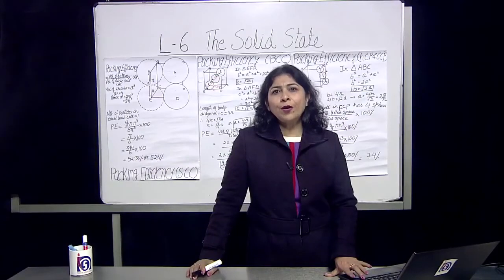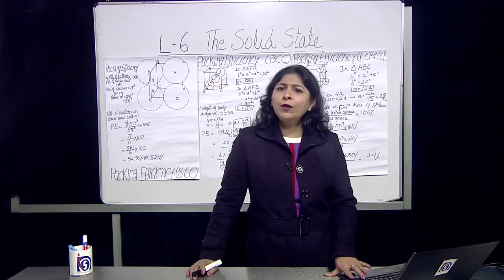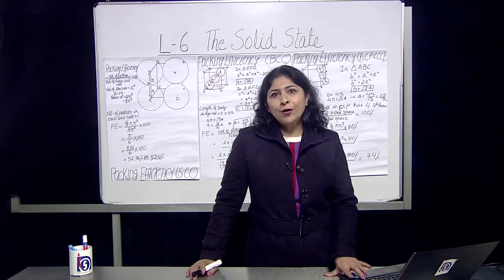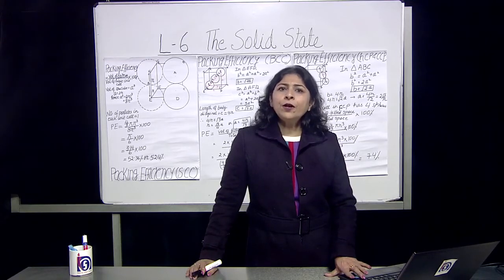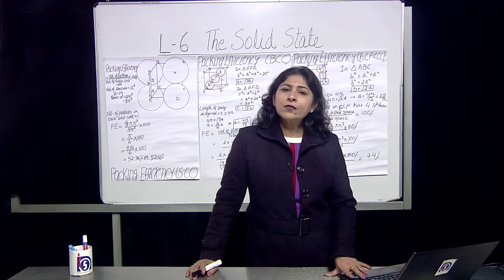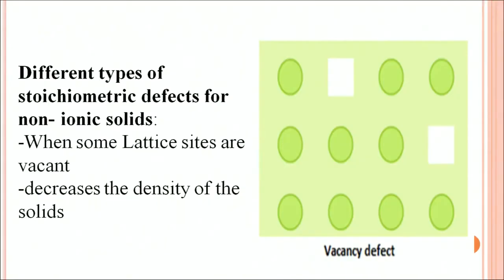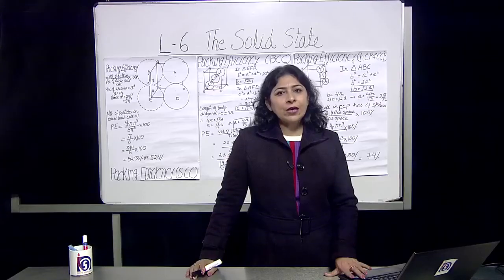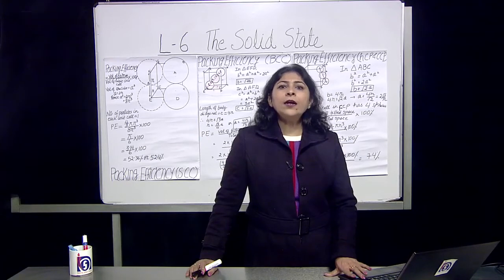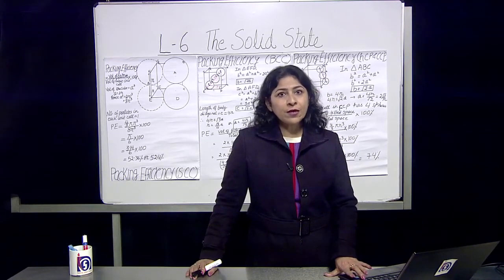So, this is the impurity, but the point defect. At only one point the atom is not here. Now, different types of stoichiometric defects are the non-ionic, when some lattice sites are vacant. So, we say that it is a vacancy defect. Suppose the atoms are arranged, but few atoms are missing. So, that is the vacancy defect, and it decreases the density of the solid because the atoms are missing.